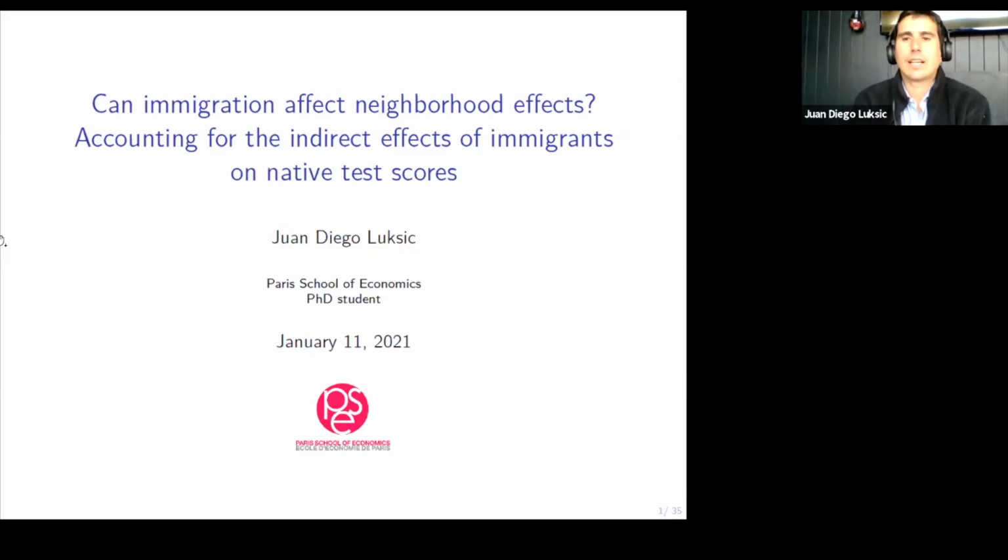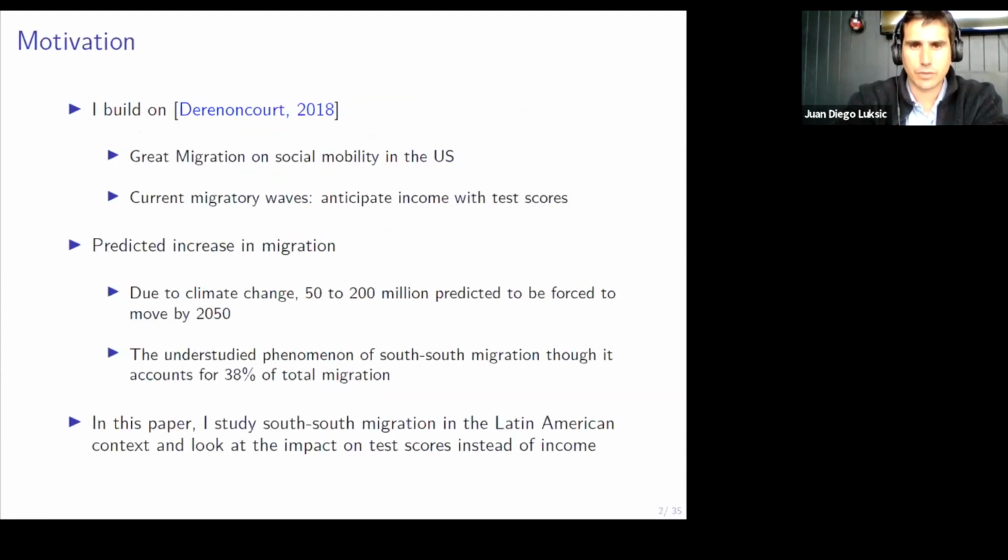So as you were saying, I'm a PhD student at the Paris School of Economics. I'm on the job market this year, and this is my job market paper. In this paper, I study what I call the indirect effect. Let me explain what the indirect effects are and how immigrants can affect them.